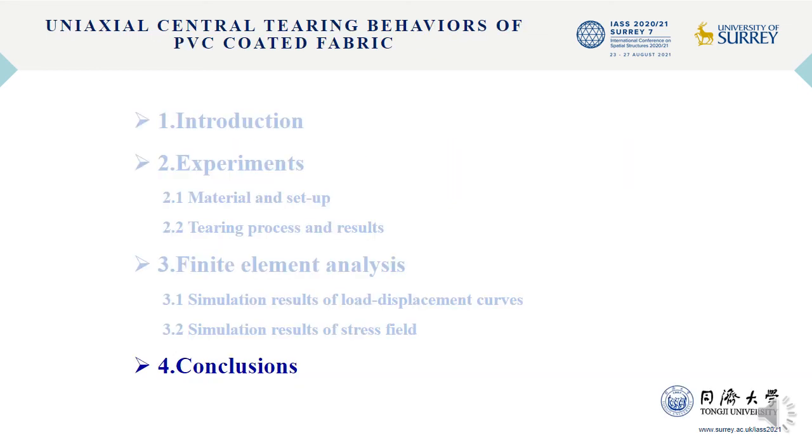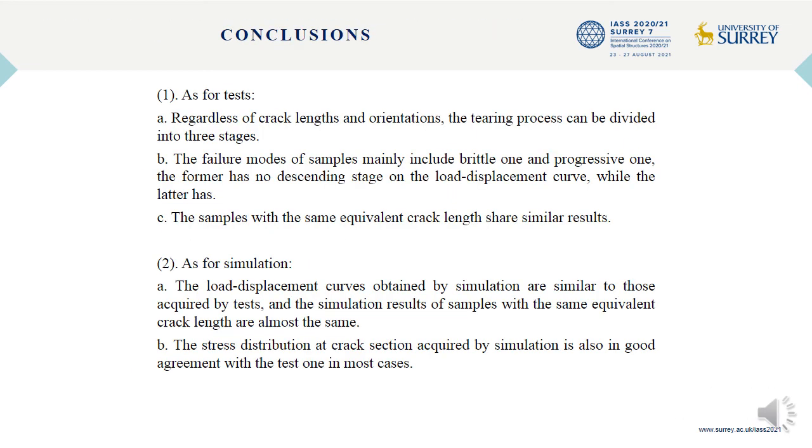Finally, there are conclusions. Based on the discussions and the results in the presentation, the following conclusions can be drawn. As for tests, the tearing process can be divided into 3 stages. The failure modes of samples mainly include the brittle one and the progressive one. The samples with the same equivalent crack length share similar results.